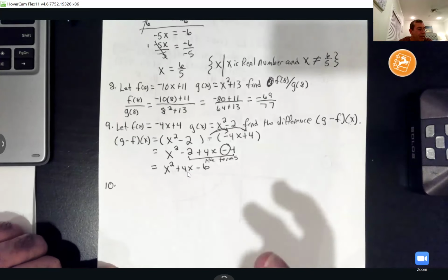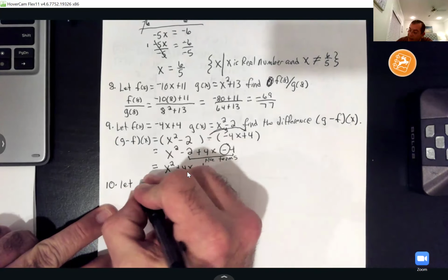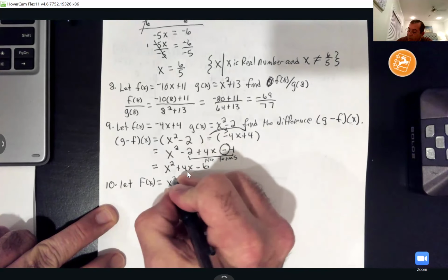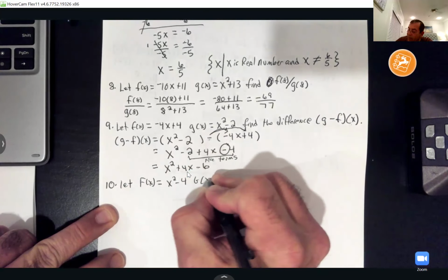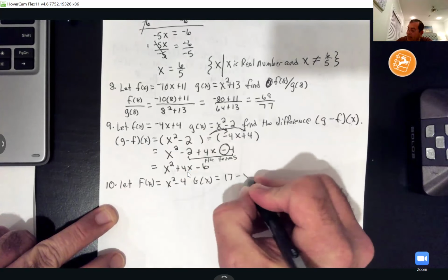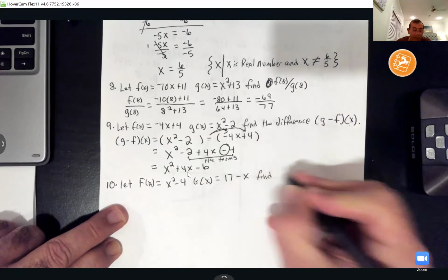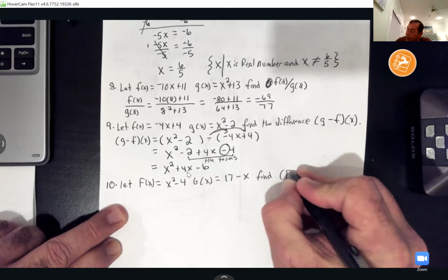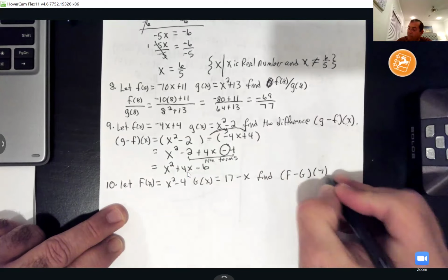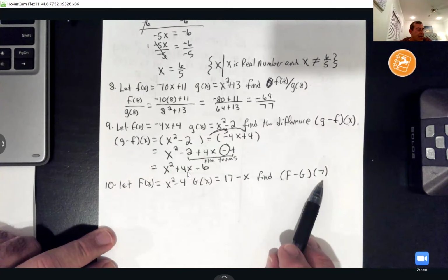All right, number 10 is the same thing. Let's see. This one says let f of x equal x squared minus 4. G of x will equal 17 minus x. They want us to find f minus g of 7. Now, this one's not too bad because they're giving me a number this time.